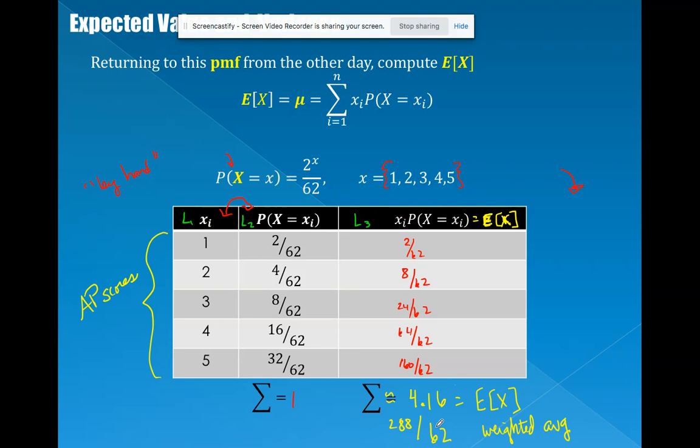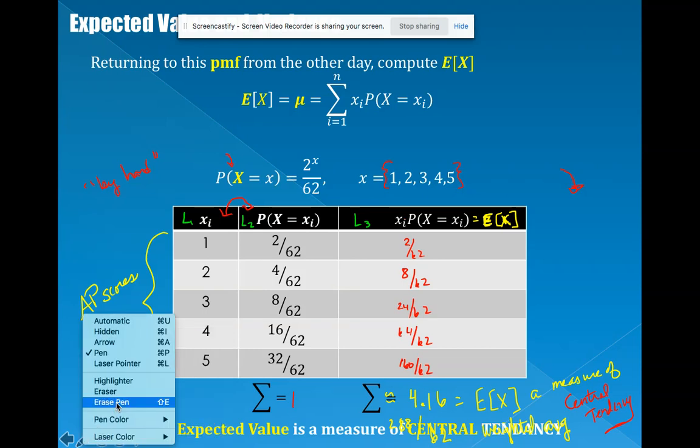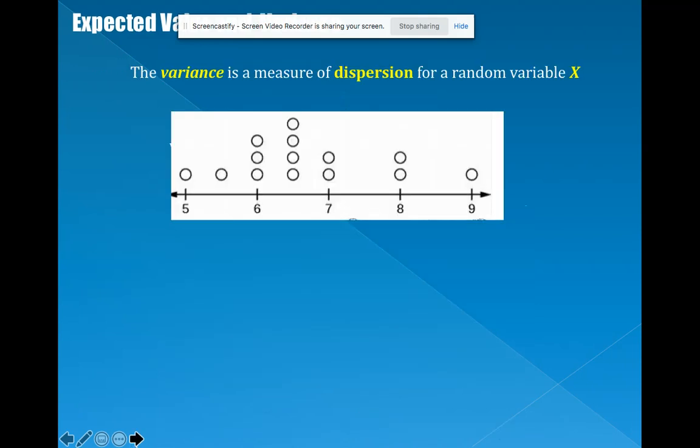And in this case, our weighted average, the middle is a little bit above a 4, right? Central tendency. A measure of central tendency. How does the data tend to look in the middle? Central tendency. That's what I wrote there. Sometimes I forget what I type in. The expected value is a measure of central tendency. We got a little bit more than 4.